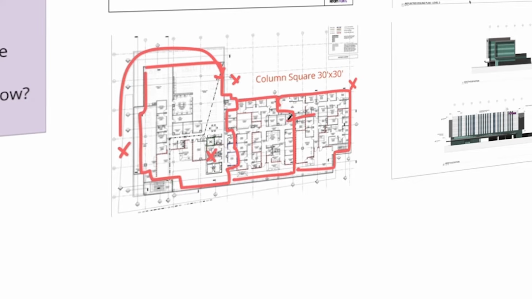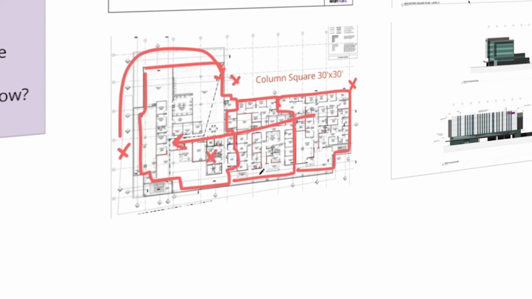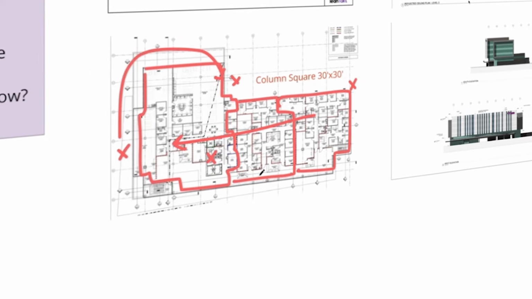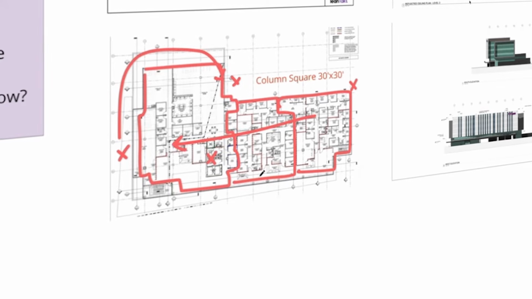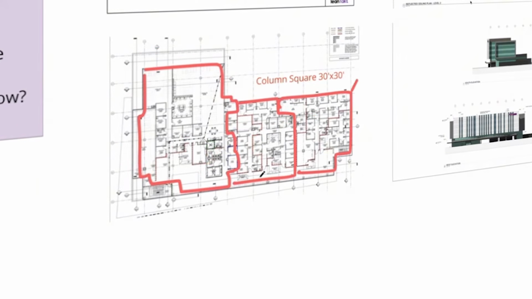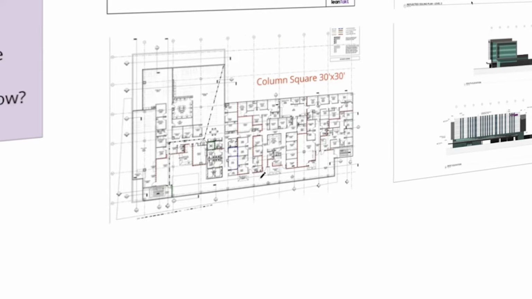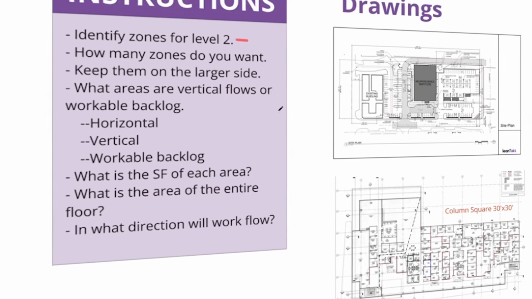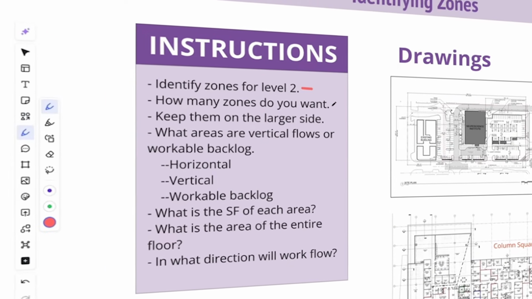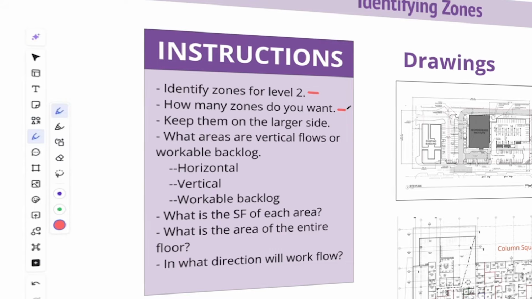Maybe we want it to be over here on a different side. And then be like, hey, where do you want the direction to flow, and how do you want your zones to look in the building? So just general builder discussion. Let me erase that because it's just a sketch at that point. So identify how many zones you want for level 2.